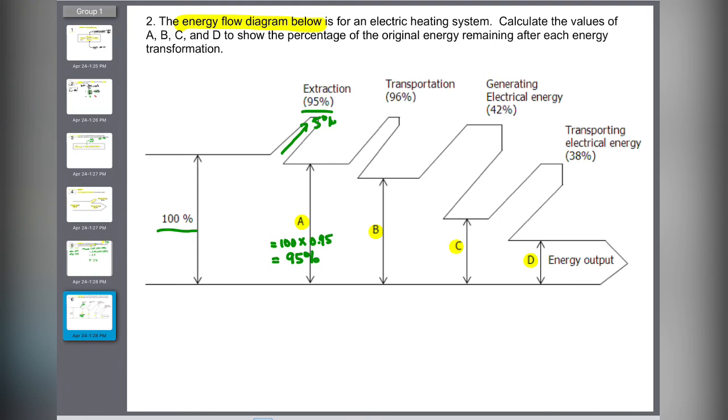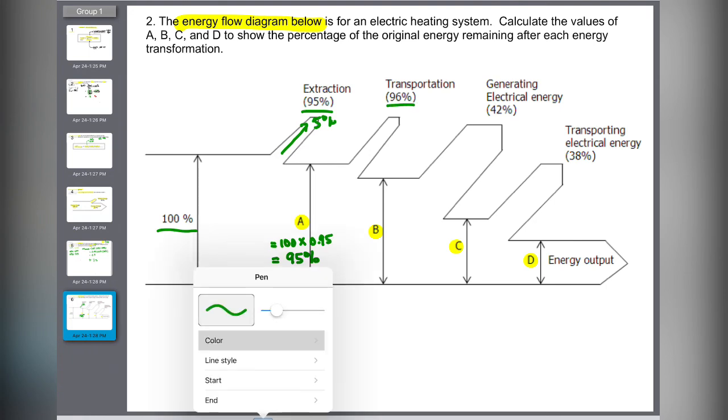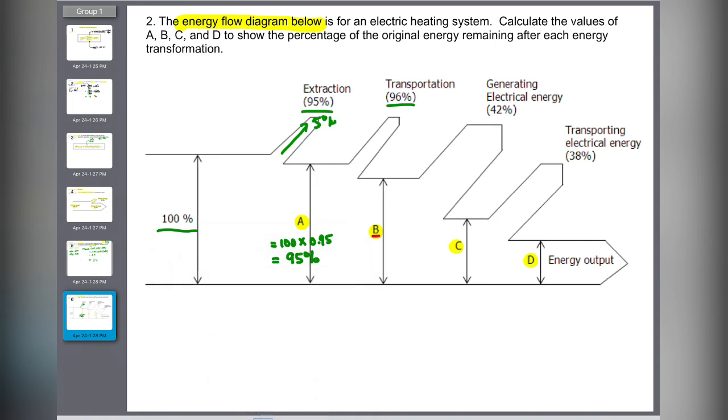Okay? And now, if I only have 95 left, and I'm telling you now I have only 96% left, then to calculate part B, I'm going to take whatever I had before. So I take this value, but now I have to multiply it by 0.96. So 95 times 0.96, I'm ending up with 91.2%.